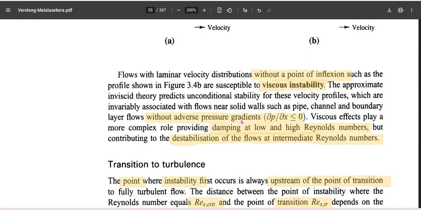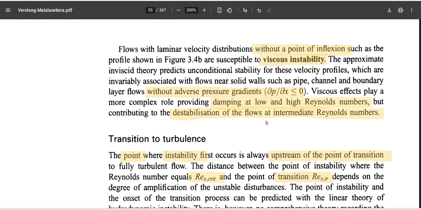The other theory is that, irrespective of viscous effects, instability occurs, and that instability is termed viscous instability. This happens even without an adverse pressure gradient. Even at high Reynolds number the flow can be stable, and even at small Reynolds number the flow is stable, because the damping effect comes from the predominant effect of viscosity. But there is an intermediate critical Reynolds number where this instability happens.